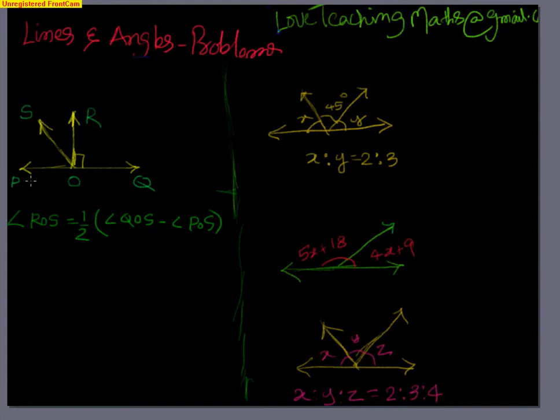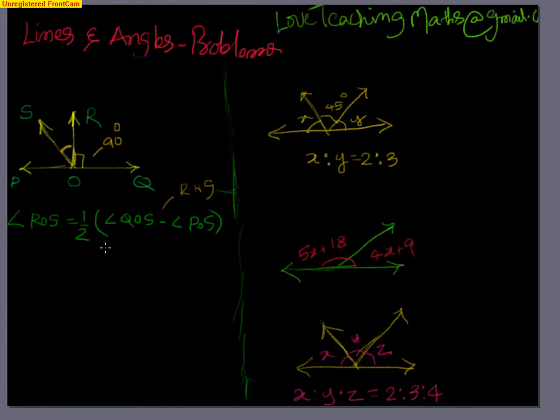The first one here, you can see there are two rays OP, OQ, and similarly OS and OR. We know angle ORQ is equal to 90 degrees. So we have to prove angle ROS is equal to half of angle QOS minus POS. Let me take the right hand side, the RHS, and try to simplify it to get ROS.